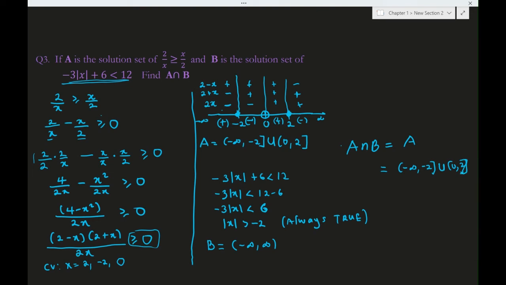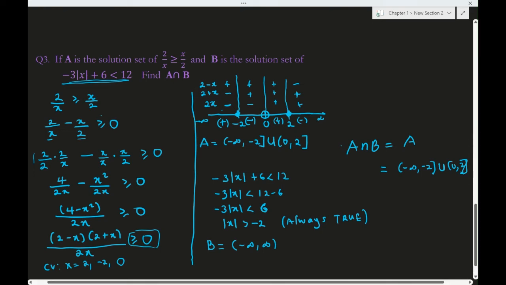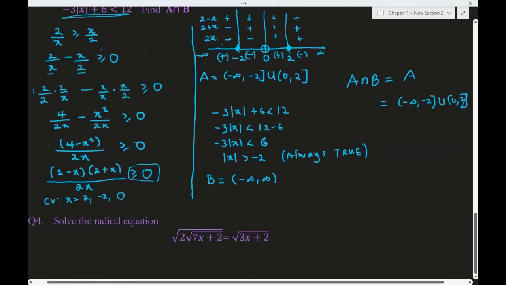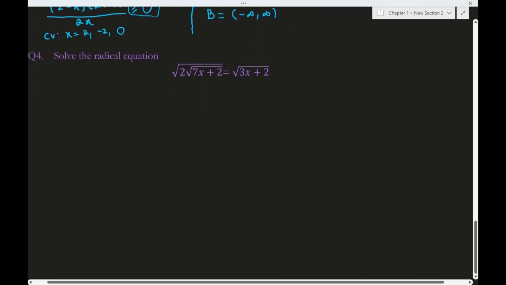And this is the end of question number 3. So take note, anytime you are intersecting a smaller set and a bigger set, definitely we're going to have the smaller set, which is still going to be A. All right. Now let's go to question number 4.